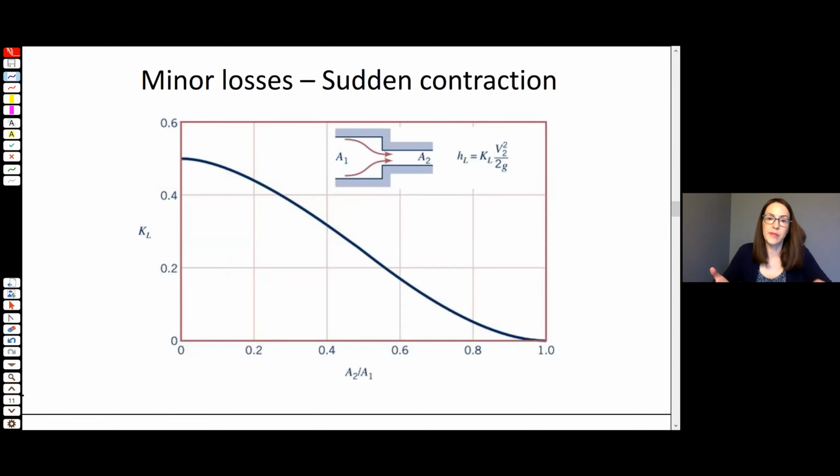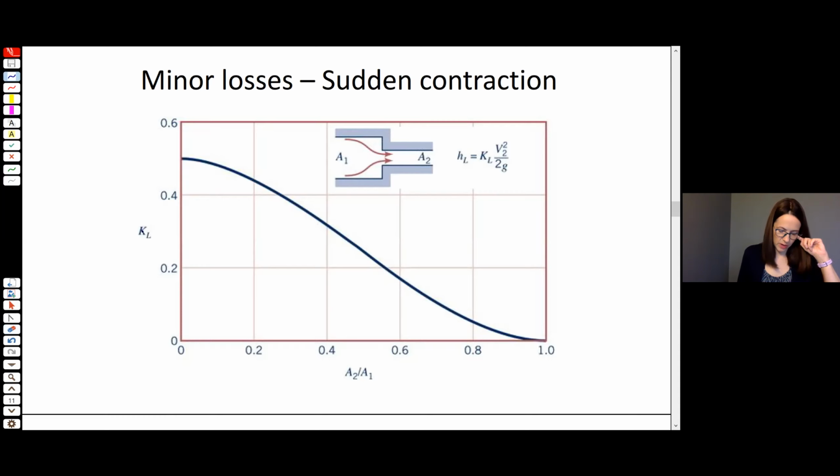All right. What about if you have a sudden contraction, right? So you've got a pipe flow here, and then suddenly it is joined with another pipe which has a much smaller diameter, right? So we've got this discontinuity. Well, here, if you divide the two cross-sectional areas of the smaller pipe over the larger pipe, then you can pick off your loss coefficient again, right?